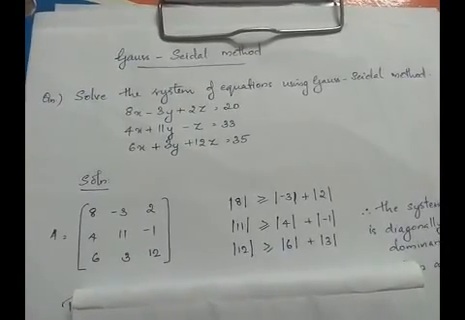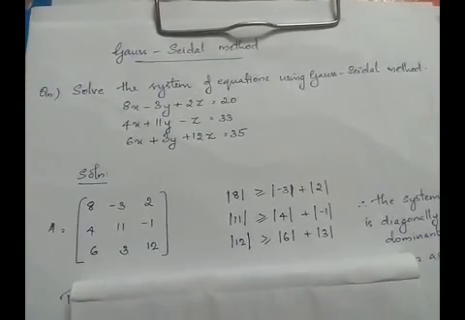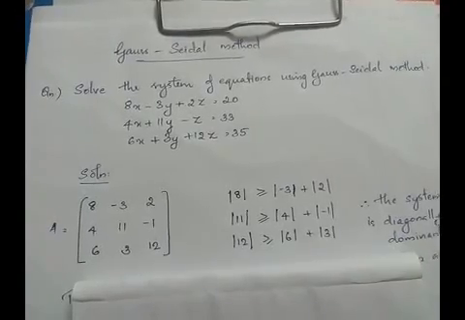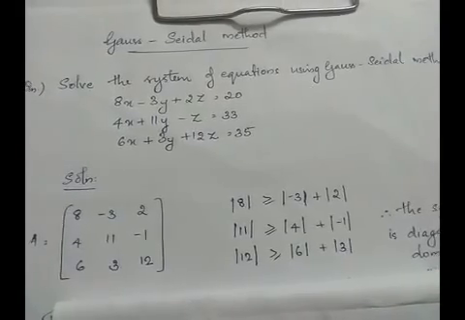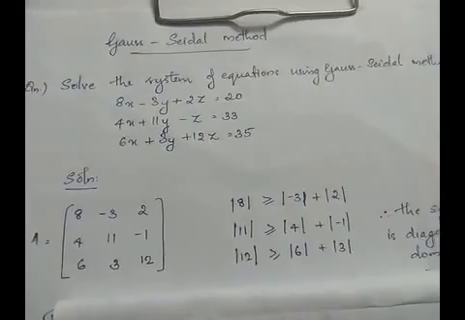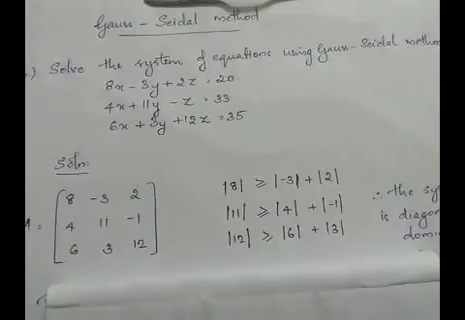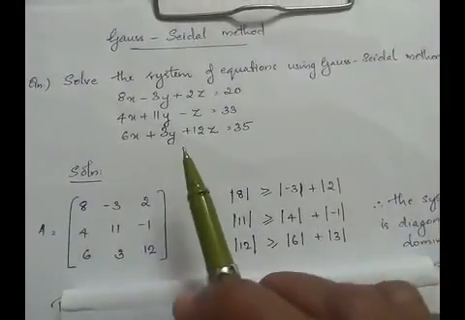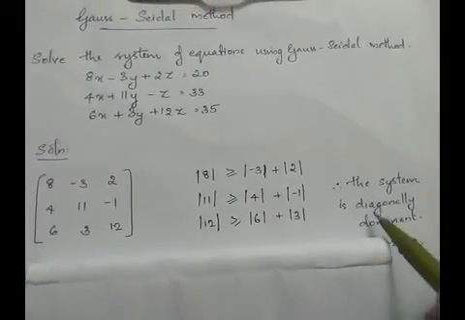Gauss Seidal method. Gauss Seidal method is an iterative method or an indirect method to solve the system of linear equations. Now consider the given system of linear equations. We'll use the Gauss Seidal method to solve the given system of equations. Now, to use the Gauss Seidal method, we have to check whether the given system is diagonally dominant.